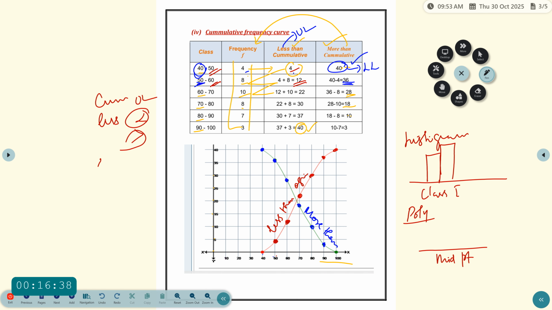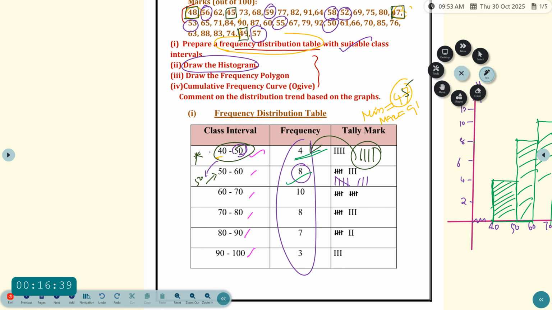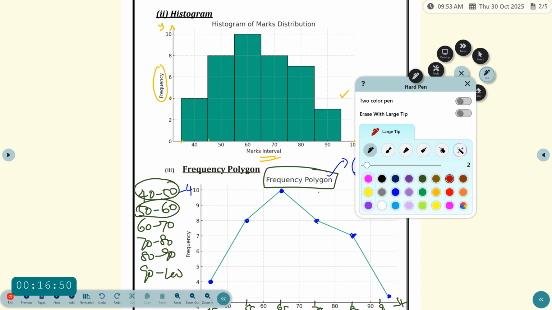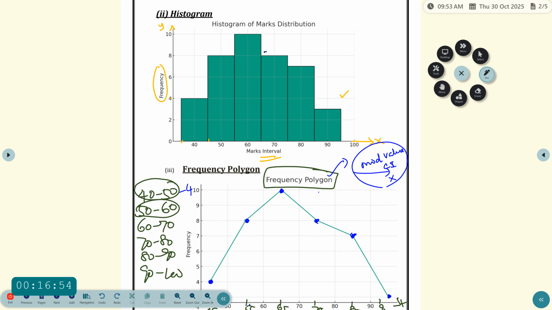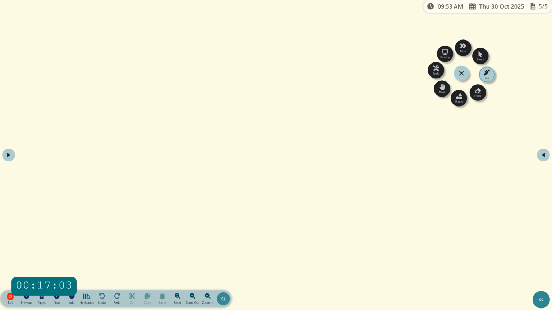Let us see the histogram. Looking at the histogram structure, it is actually right skewed. More of the histogram lies on the right side of this rectangle. So it is right skewed. Let us see the comments. We have to write comments based on the graphs.